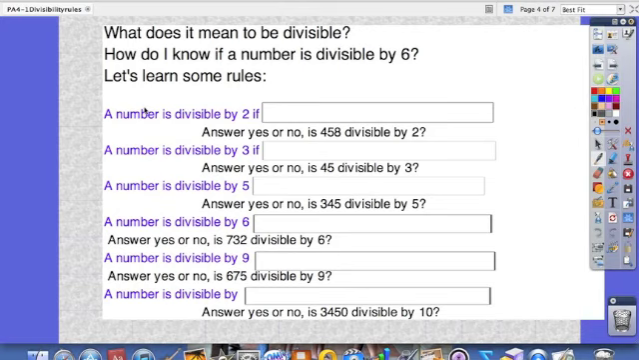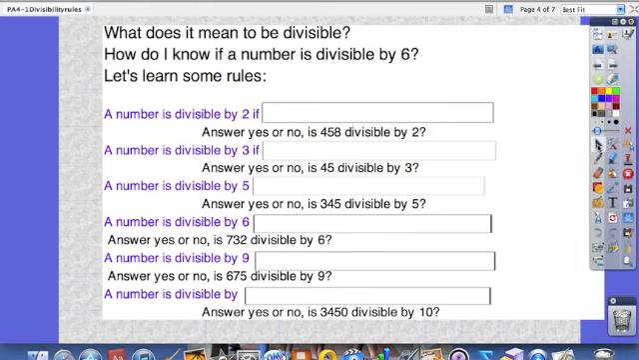Let's look at 36. If I divide 36 by 6, I get exactly 6. So 36 is divisible by 6. How about 42? Is 42 divisible by 6? Yes, because 6 times 7 is 42. There are some rules that we're going to learn for divisibility.